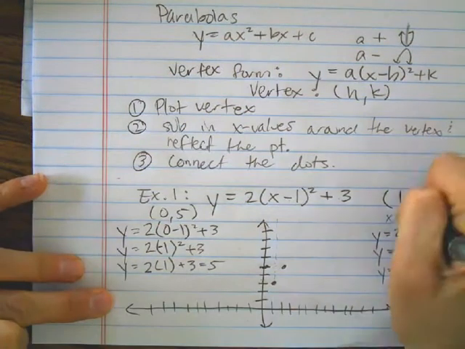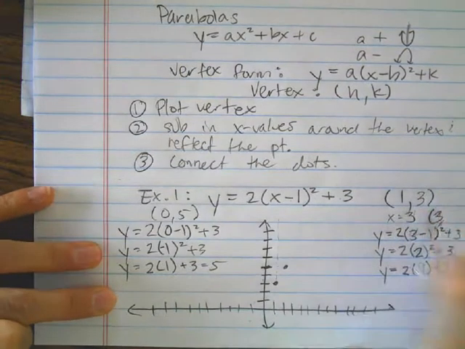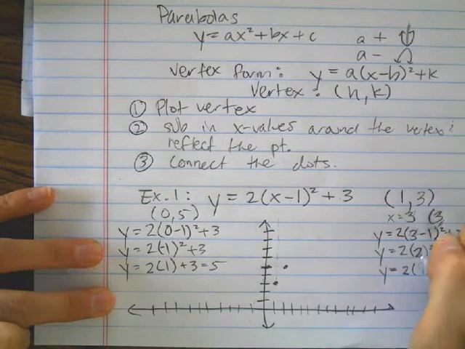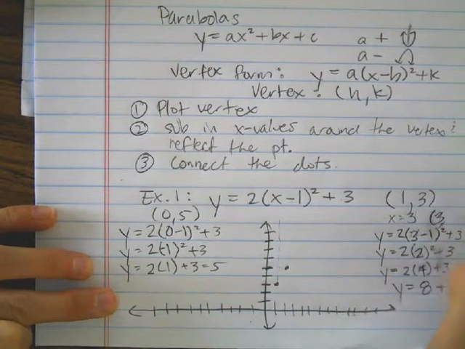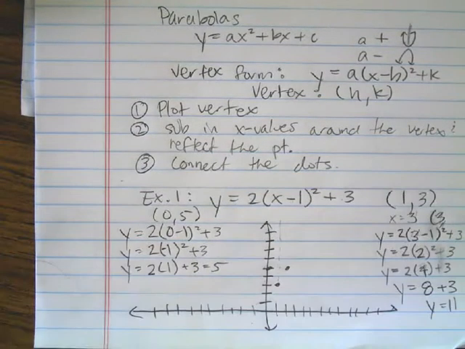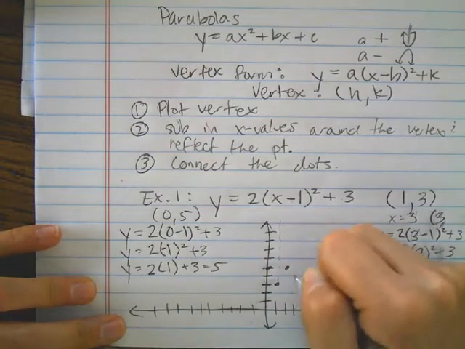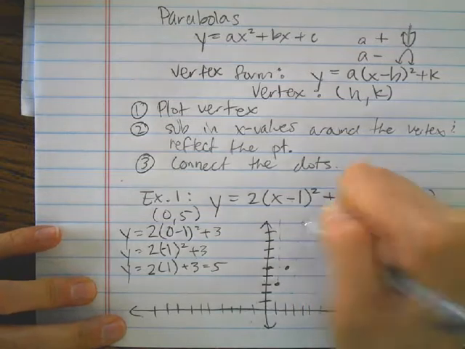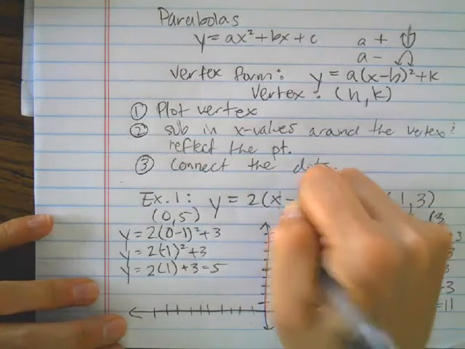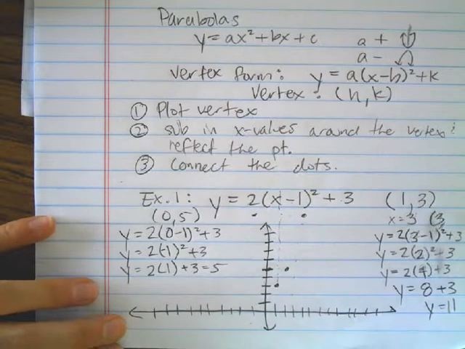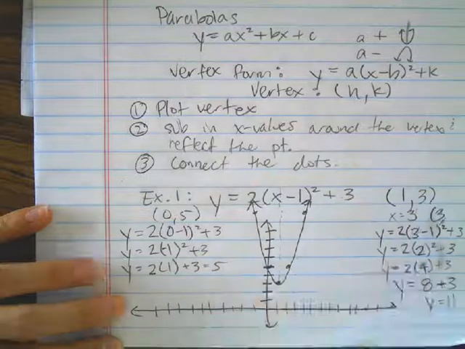So if I plug in 3, I'd get 3 minus 1, which would give me 2. And then 2 squared is 4. So 2 times 4 is 8, plus 3 is going to be 11, which is still going to be a little bit high for me. But let's see. 1, 2, 3, so 2, 4, 6, 8, 10, 11 would be right here. And it's 2 away from the center line, so it would be 2 in the other direction. And once I have my points plotted, I can draw my parabola. And that's it.